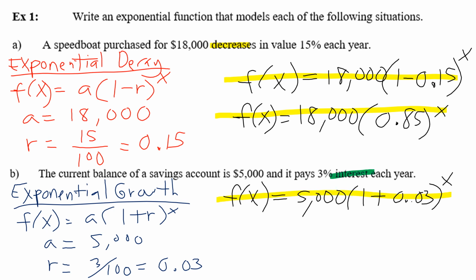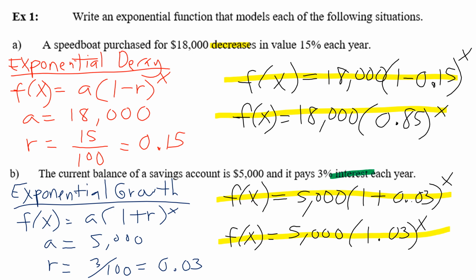Again, if you want to simplify inside the parentheses, you could. So it could be f of x equals 5,000, in parentheses, 1 plus 0.03 would give us 1.03, raise it to the x. And that would also be an acceptable answer for part B.